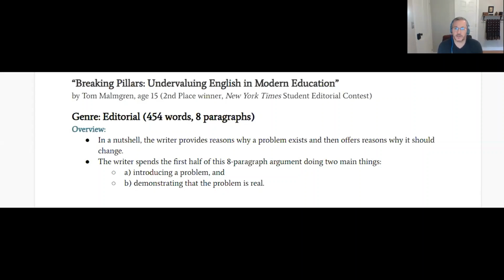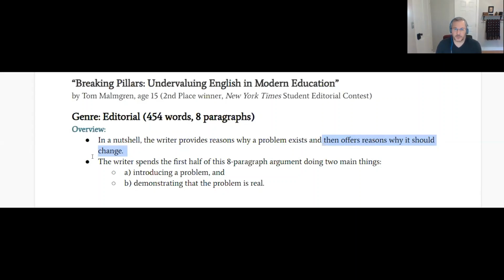And there's two things that we will ask you to look out for as you read this article, specifically the first half of the article. First, what you will see in this editorial, and many, is the writer providing an argument that a problem exists, and then offering reasons why that problem should change, or offering some sort of solution. And that's a very typical structure for an editorial like this.